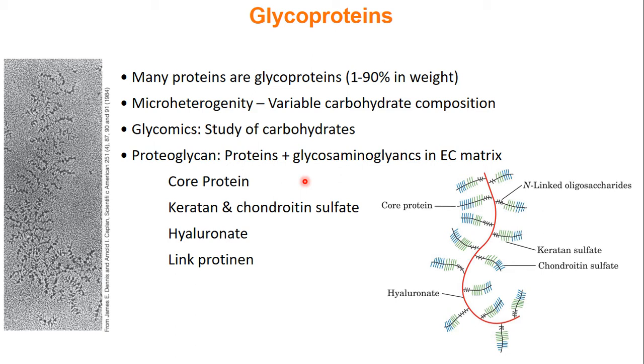So in the last video, we talked about hyaluronate. Hyaluronate is our big carbohydrate here. And off of hyaluronate, we have our proteins, which we call our core protein. And then on our core protein, we have other sugars attached. We have keratin and chondroitin.